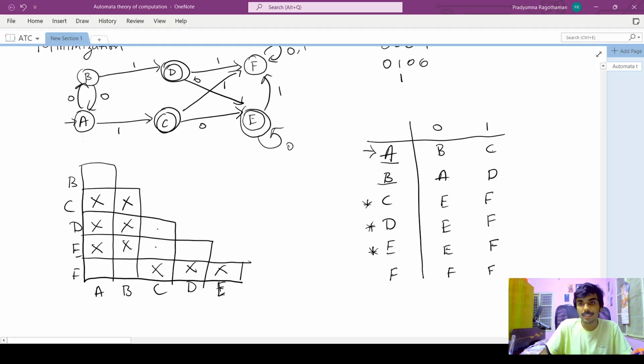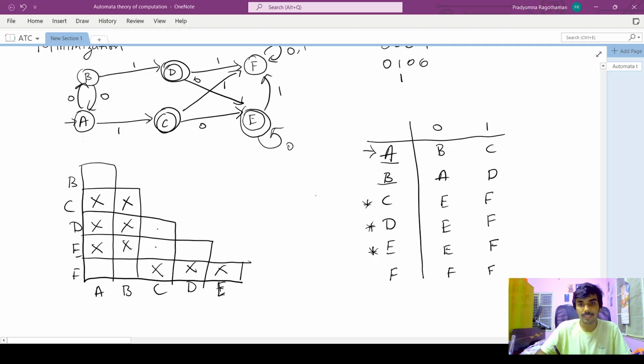Now let us see the other behavior of A and B, that is when 1 is given as input, it is C and D. Let's see the CD cell here. Is it marked? Not yet, right? So we cannot confirm that A and B are different states. Let it be.